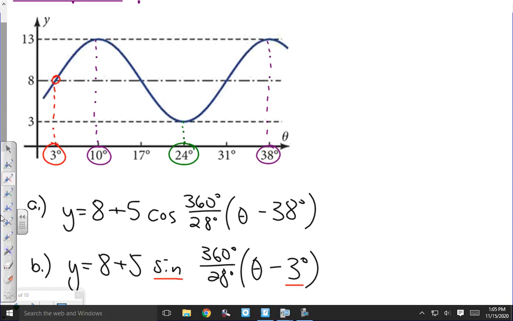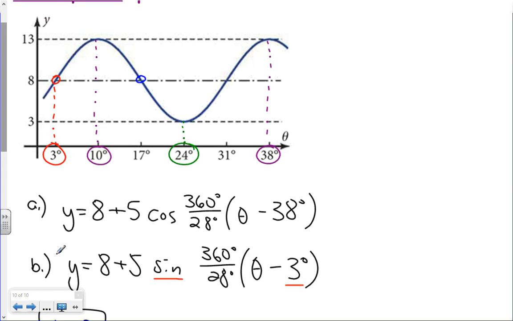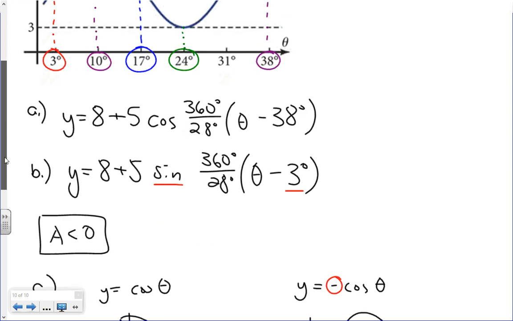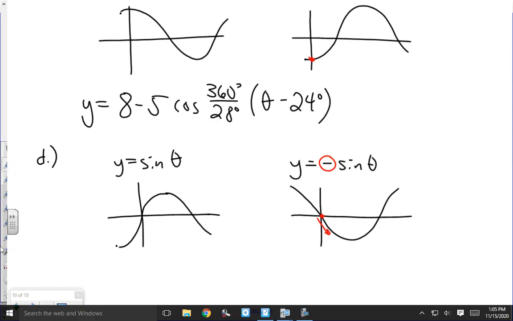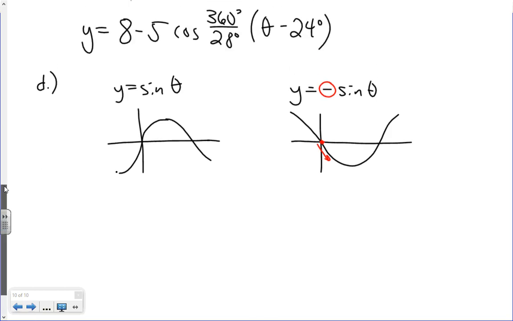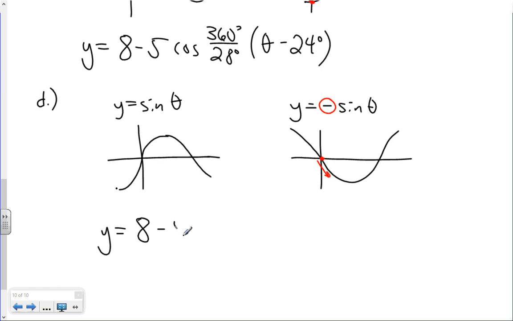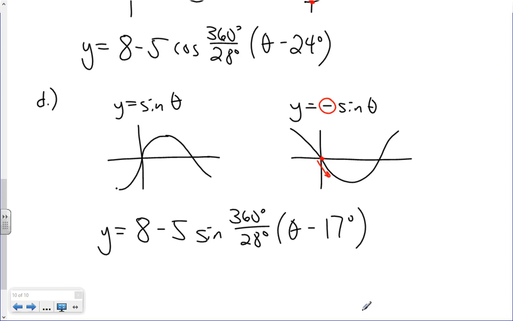And let me do this in a different color here. So I've got to be crossing the sinusoidal axis and decreasing, which looks like this guy right here will work. That's at 17 degrees. That will be my choice for this equation. So let's write out our equation then. This one's in terms of sine. y is equal to 8 minus 5, again, we're making a negative, times the sine of 360 degrees divided by 28 degrees, times theta minus 17 degrees, the value that we came up with for our phase displacement.